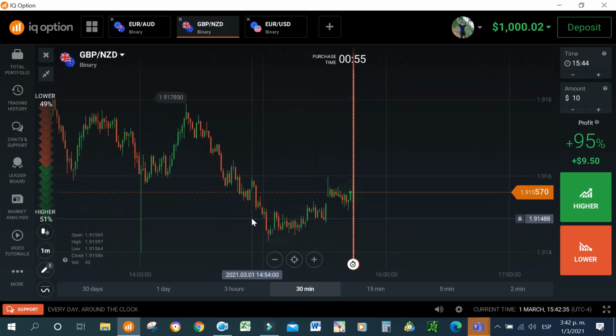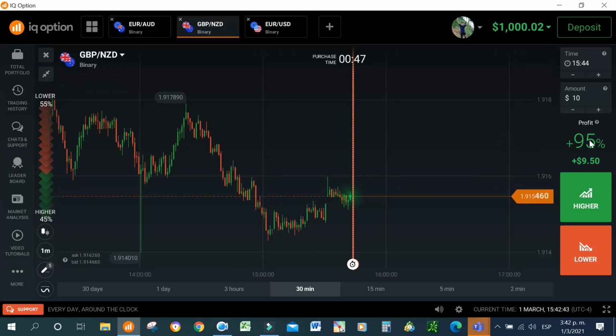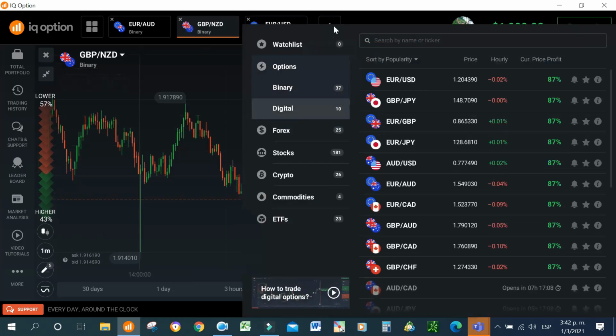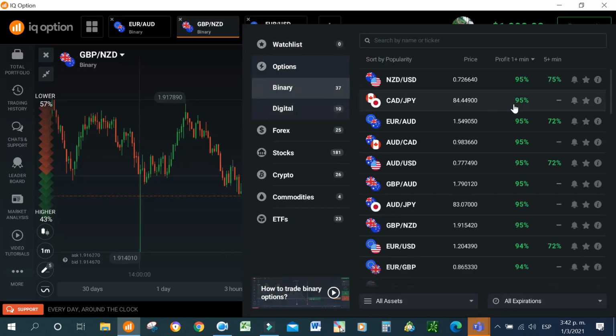Alright guys, so the first thing I see when I trade with this strategy is the profit that is offered on every pair that I trade. In this case, it has to be above 80%. So as you can see, all of these ones are tradable. We can trade all of these pairs. Remember, we are just trading for 1 minute expiration in binary options.